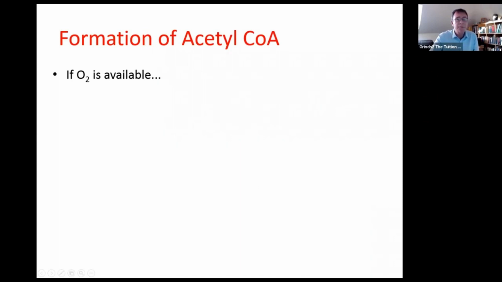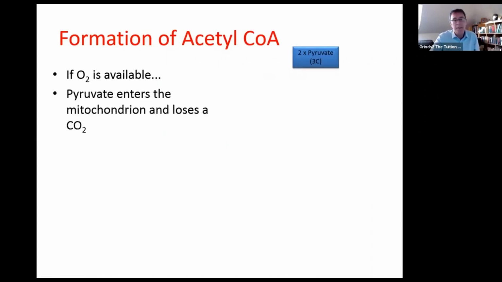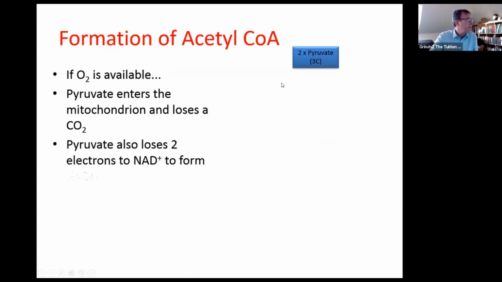So if oxygen is available, then the pyruvate will enter the mitochondria. If it's not, then it'll just be used to make lactic acid or ethanol and carbon dioxide, like I said. As pyruvate enters, it's a 3-carbon molecule, right? As it enters the mitochondrion, it loses a carbon as carbon dioxide. So this is the carbon dioxide that's produced during respiration, right? This is the carbon dioxide that you're exhaling.